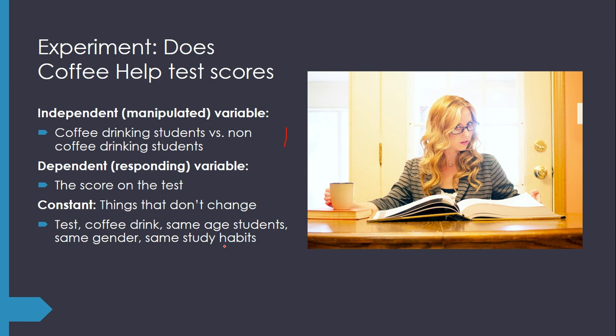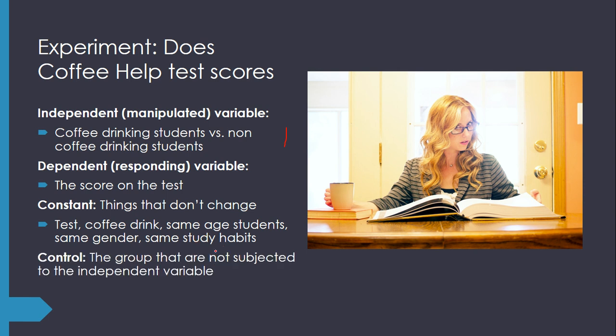And some of you had a great idea that you should give them a similar test in advance and see if they did better after drinking coffee versus not drinking coffee. And that's a great way to really determine whether it's the same test and the same study habits and whatnot. So the control group is the group that is not subjected to the independent variable. So the independent variable here is coffee drinking. So the control group would be the ones who don't drink coffee. Those are the ones that you're making sure the coffee does something.